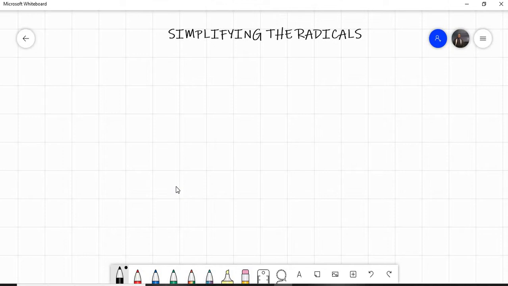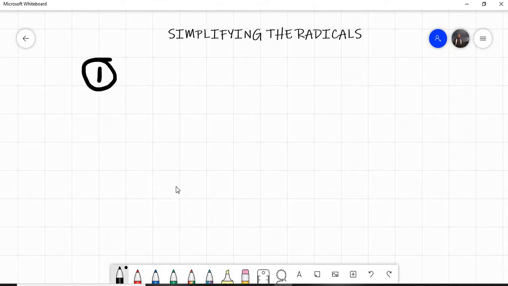Today we are learning how to simplify radicals. They're going to give us square roots, and we're going to simplify them as far as we can go. Example 1.